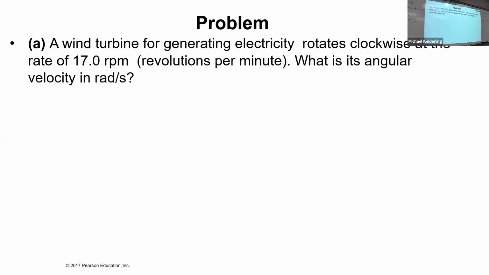So this is a unit conversion problem. We have omega in revolutions per minute. We want to convert it to radians per second. So 1 revolution is 2 pi radians. 1 minute is 60 seconds.